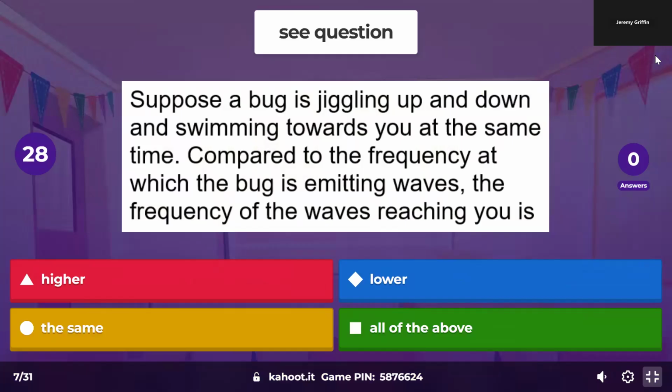That bug is jiggling up and down and swimming towards you at the same time. Compared to the frequency the bug is emitting waves, the frequency of the waves reaching you.